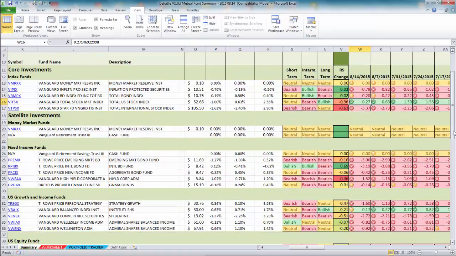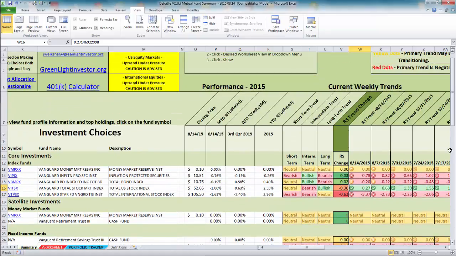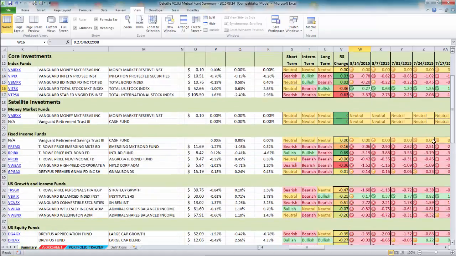Let's go down here and see another way to use this list. The relative strength, again, what I think is the most important part, is showing as we go down here to the fixed income, we're seeing that this is generally red, which means it's a good time to stay away from this, as well as the long-term trends for each of the funds are showing a bearish or negative sign. So again, there's no reason to be in these funds right now.